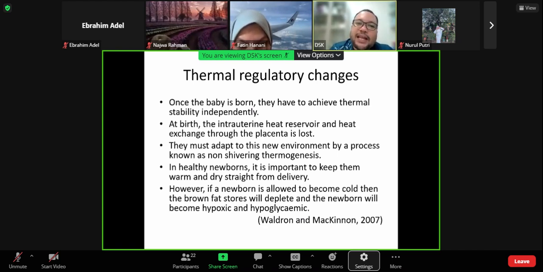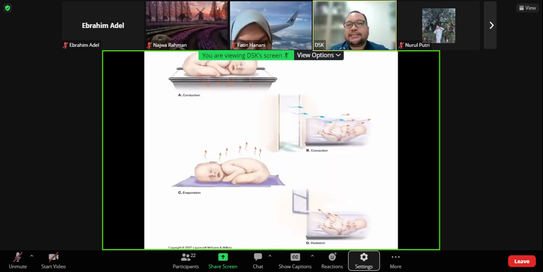How can a baby lose its temperature? We have 4 mechanisms of heat transfer. The energy is in the form of heat. Cold is not energy. Cold just means lack of energy, lack of heat. Heat is the energy. So heat can be transferred by 4 mechanisms. Number 1 is conduction. Conduction is direct contact.